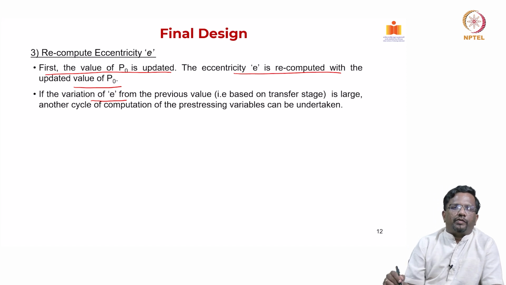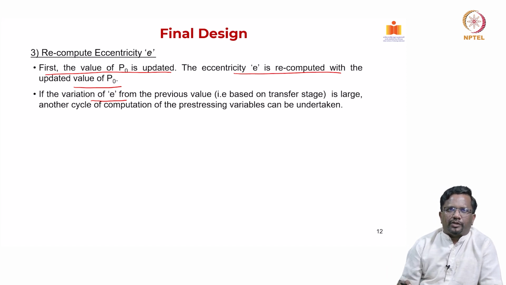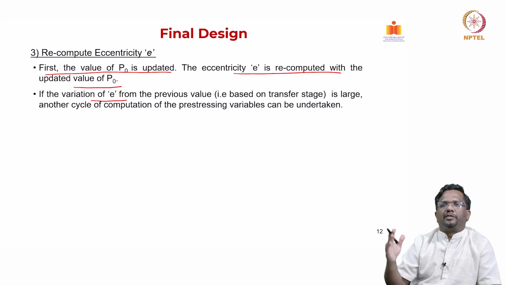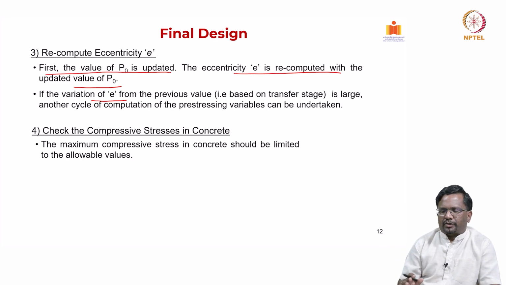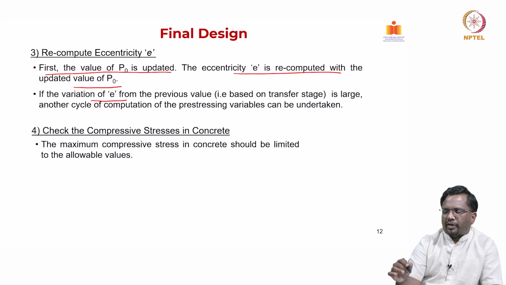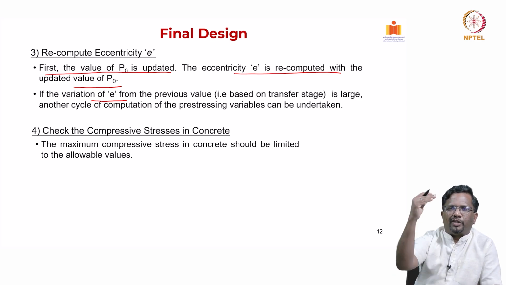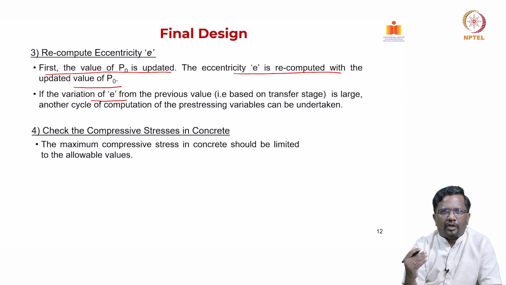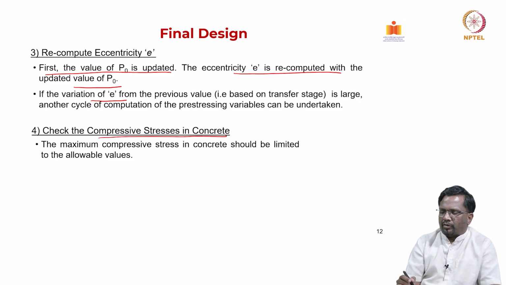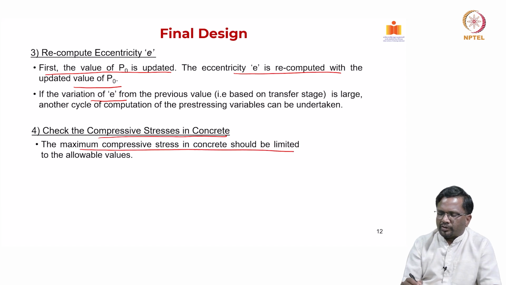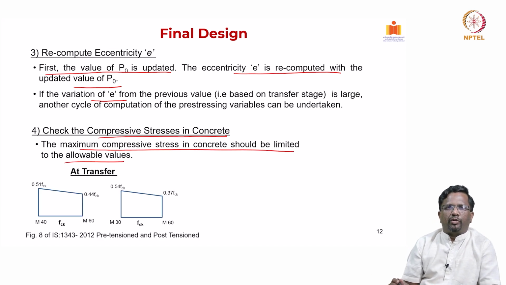So, when we go through an example, it will become very clear to you, because we are doing calculations at multiple stages, right. Finally, let us say that the eccentricity from the previous iteration and this iteration is the same. Now, we can say that we have come up with the amount of pre-stressing and the location of the pre-stressing force. Now, for this we need to check the compressive stresses in the concrete. The maximum compressive stress in the concrete should be limited to the allowable values.